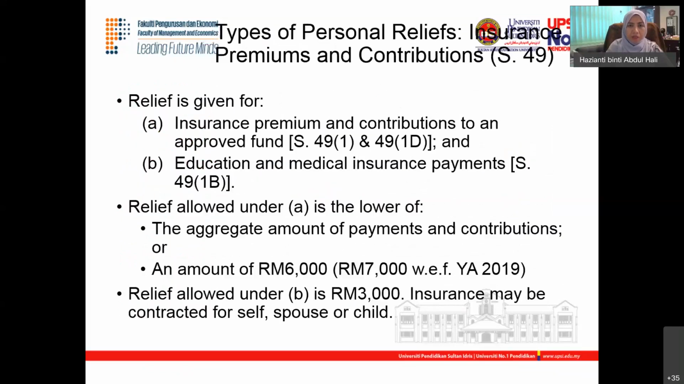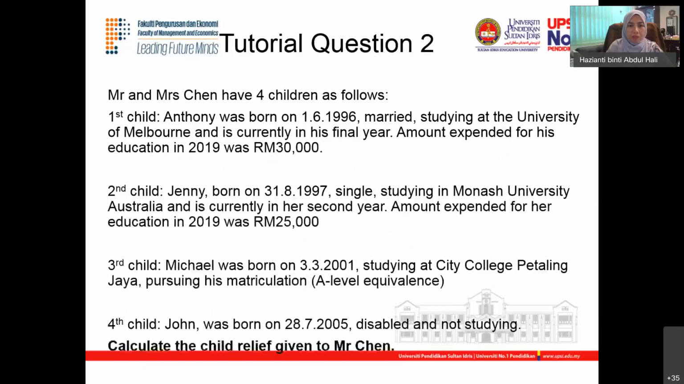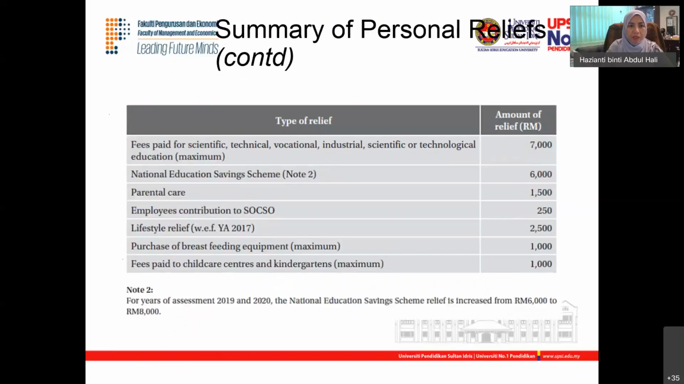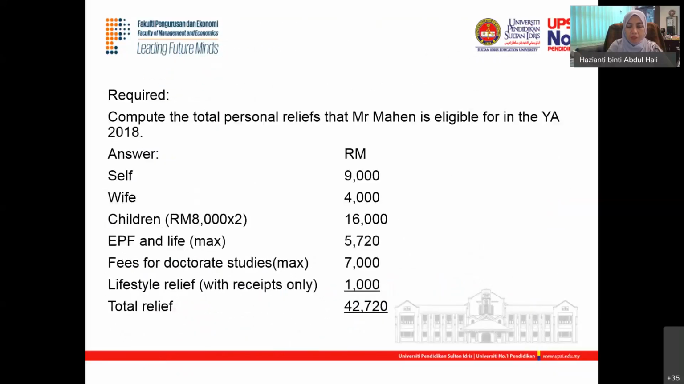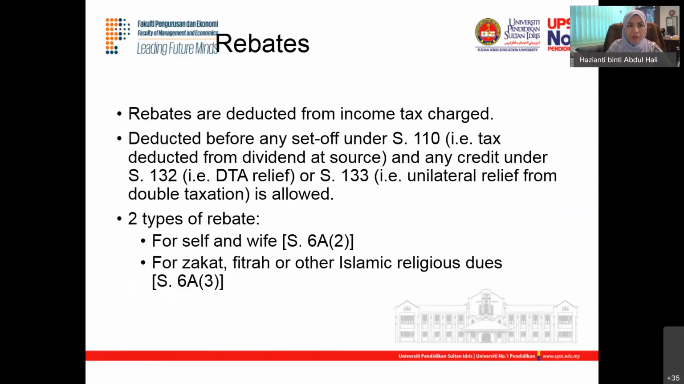Alright. So these are the types of personal relief that we look at last week. And then these are the summary. So saya simpan sekejap Mr. Mahen ni, kita tengok later. Alright, so the next one, if you look at the computation tadi, the next one would be rebates. Means after we calculate the amount of tax payable, alright, kita boleh kira rebates. So rebates ni will reduce the income tax charge nanti and it is deducted before any set off against section 110 and any credit under section 132.